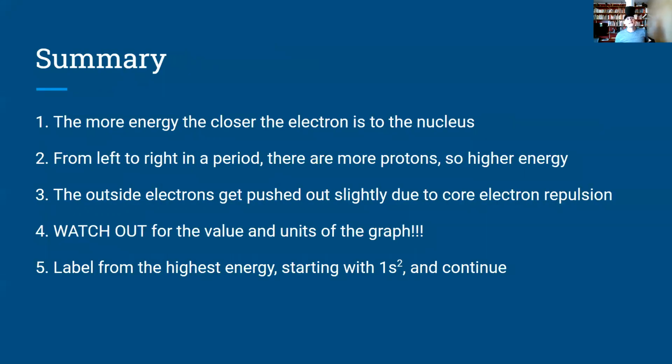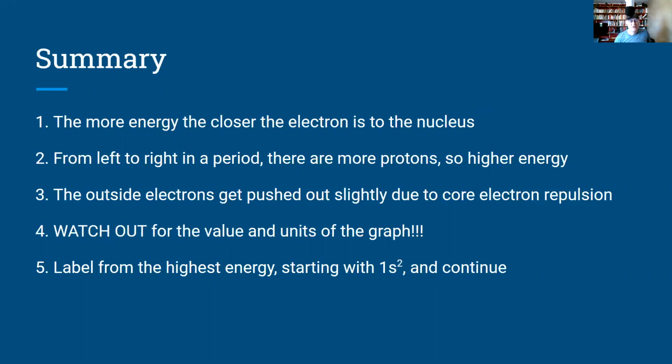So what should you have gotten out of all of this? The more energy, the closer the electron is to the nucleus. From the left to the right in a period on the periodic table, so going across a row, since there are more protons, there's going to be higher energy, smaller atom. The outside electrons get pushed out slightly due to the core repulsion. We didn't talk about that one much. I will do so in the future.